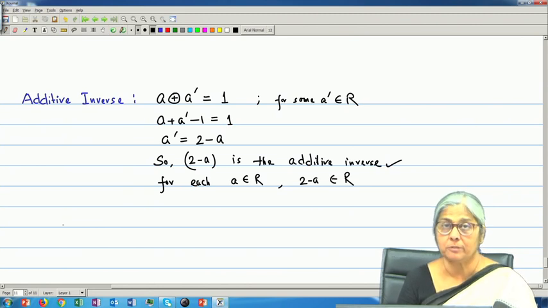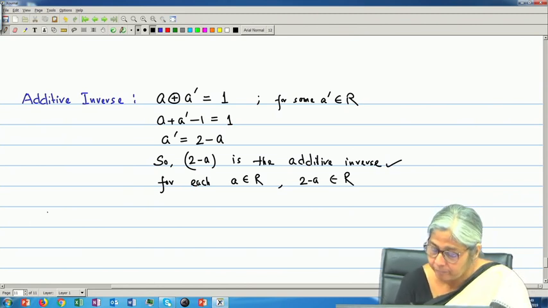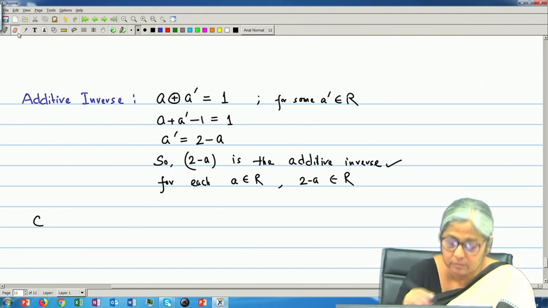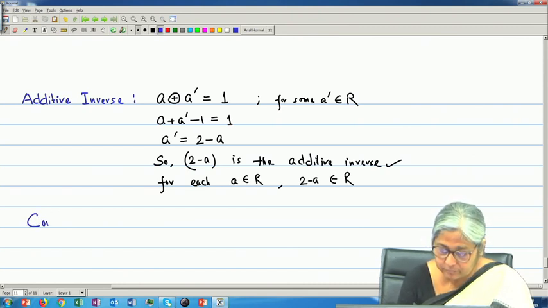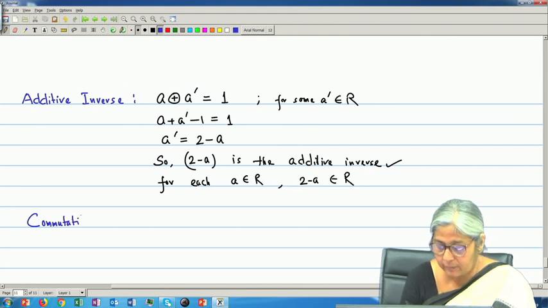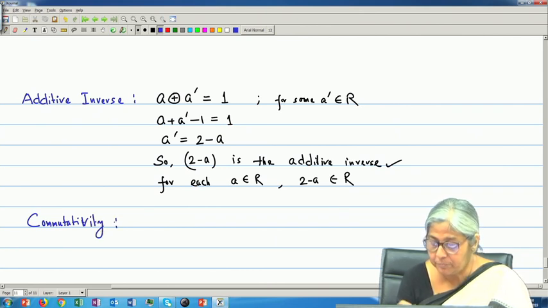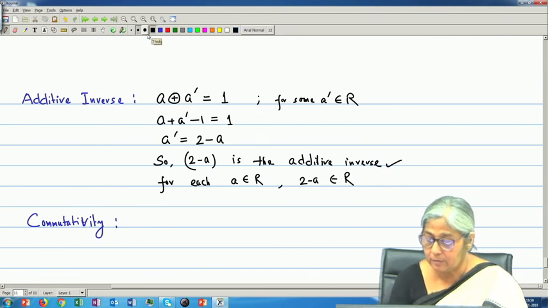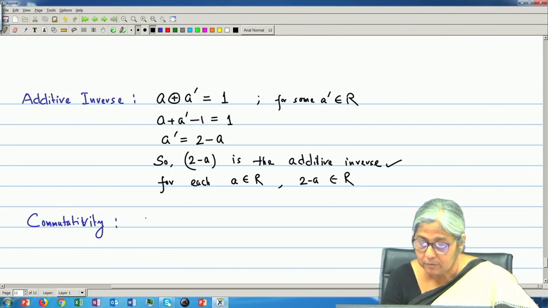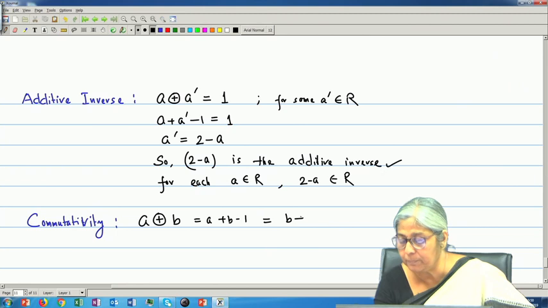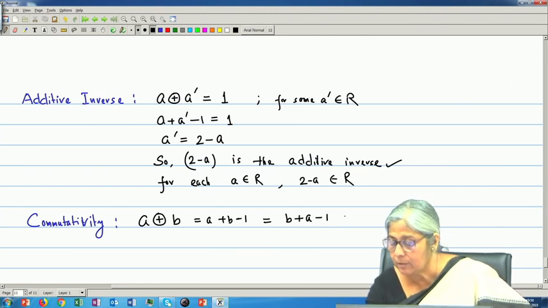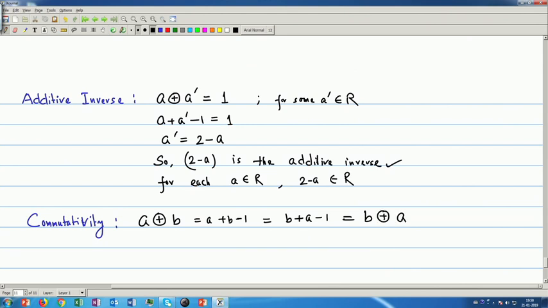Now, we have to see the commutativity with respect to the addition. Obviously, A addition B equals A plus B minus 1, equals B plus A minus 1, equals B addition A. So, it is commutative.